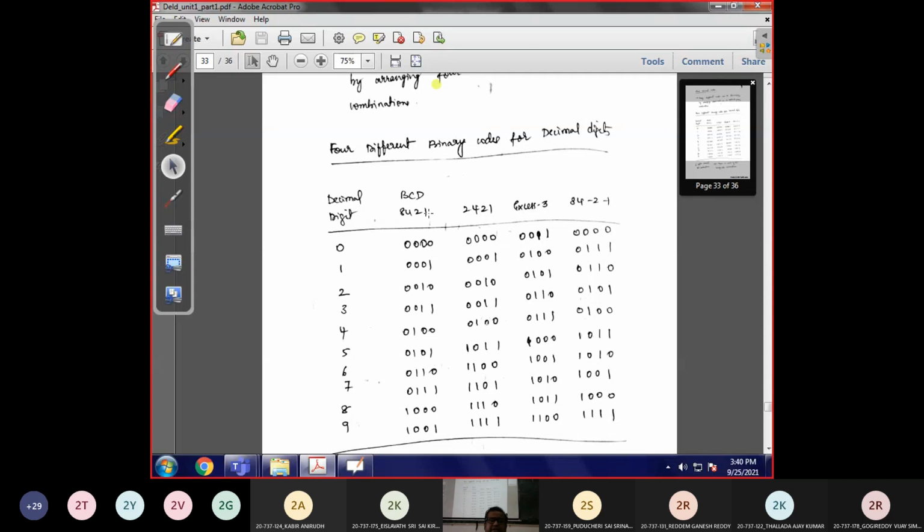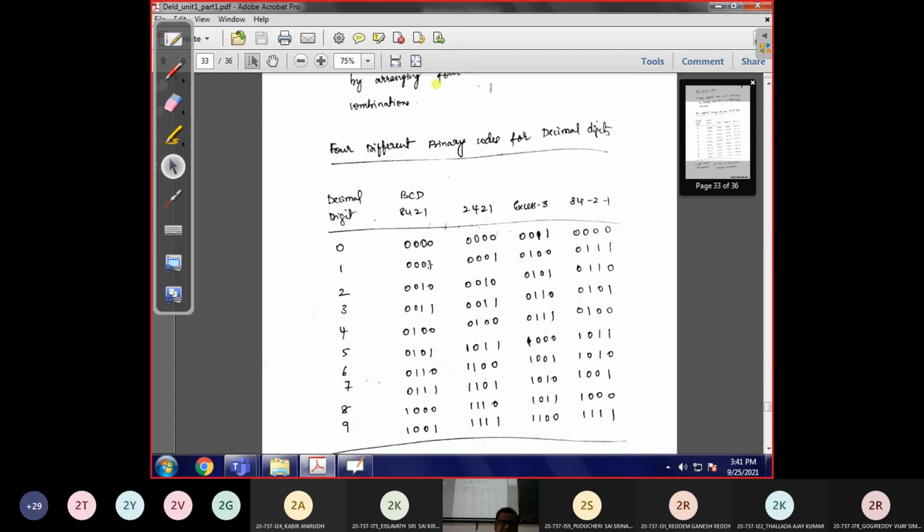This place has a weight of 1. The second digit has a weight of 2. The third digit has a weight of 4. The fourth digit has a weight of 8. So you can get the value of the number by multiplying each digit with the weight there. So 1 into 2 power 1.